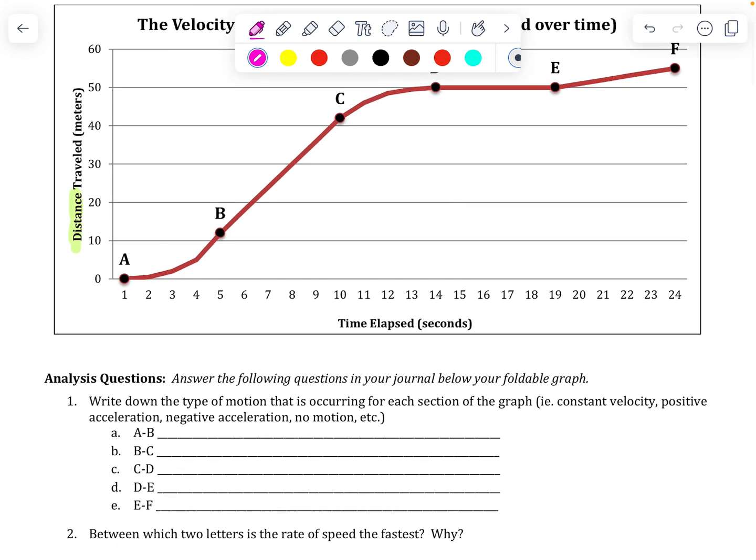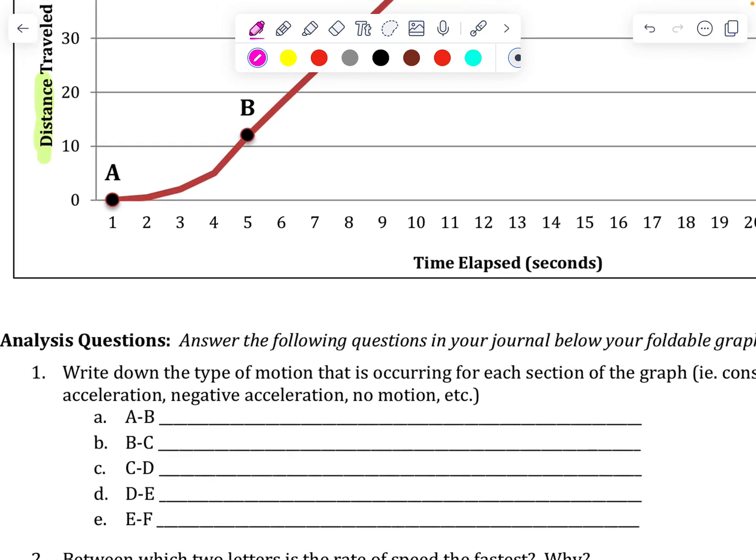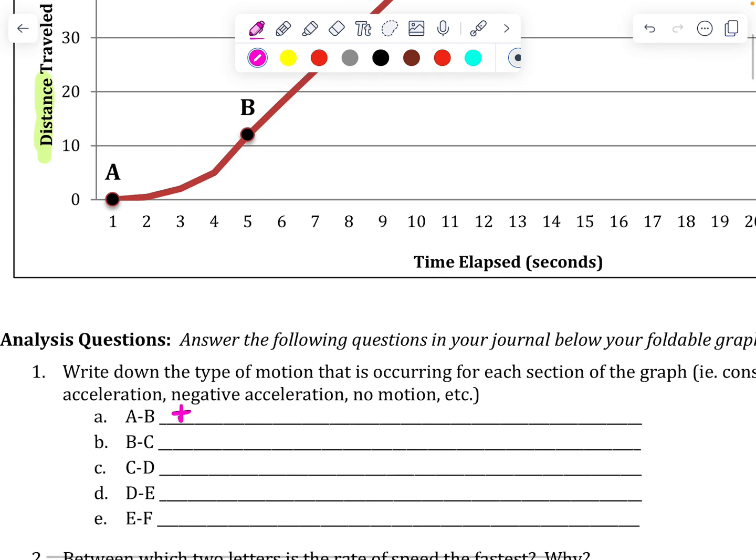So it says for one, write down the type of motion that is occurring for each section of the graph, and it gives you some examples there. So from A to B, we have this kind of curve. If you look on your note card, that will tell you that it's positive acceleration. That means it's speeding up. And I'm going to write both in there.